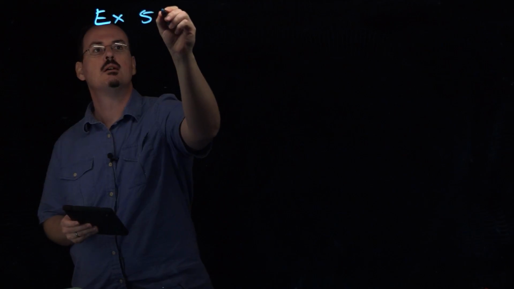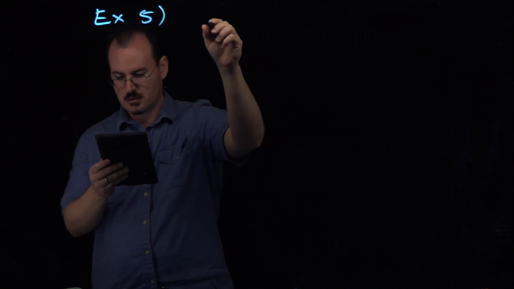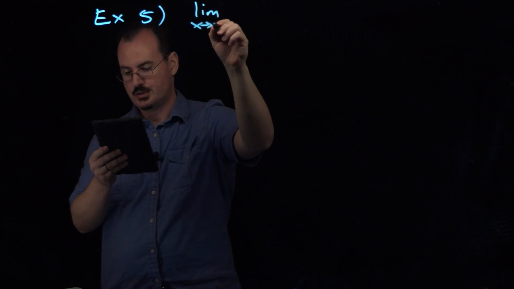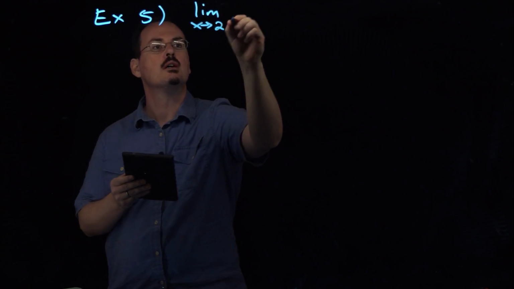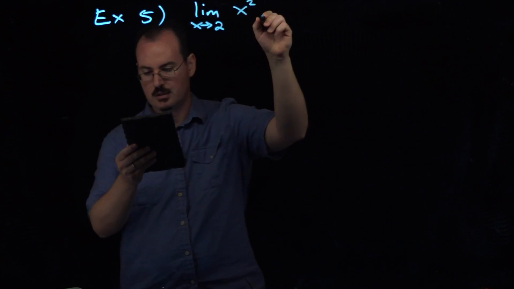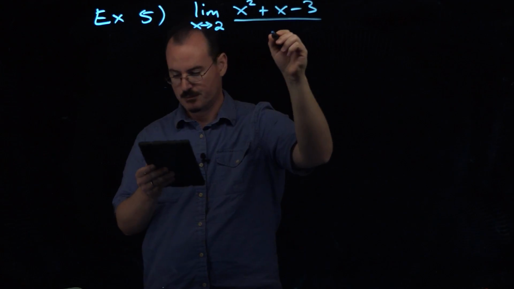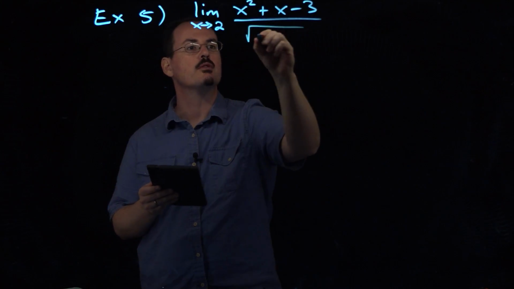Looking at example 5 on section 3.1. Try to find this limit. We're asked to find the limit as x approaches 2 of x squared plus x minus 3 over the square root of x plus 2.